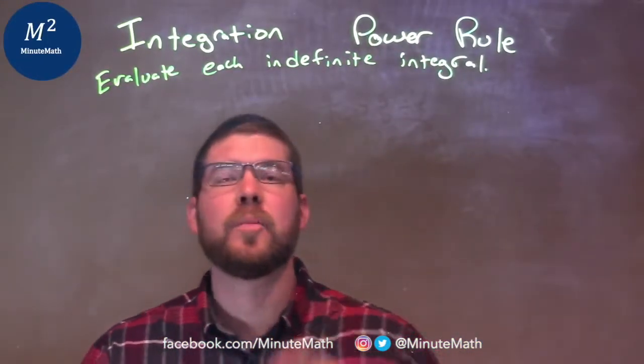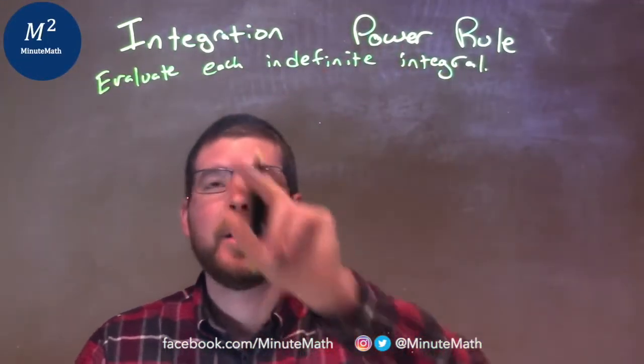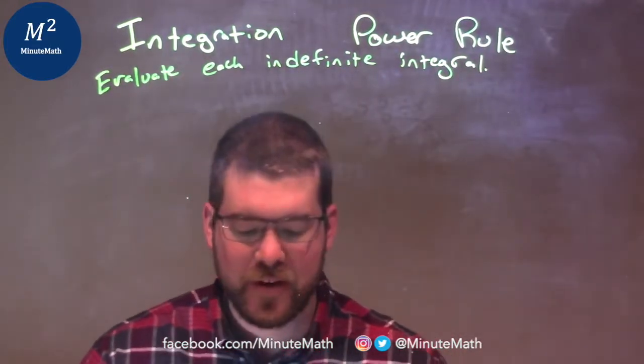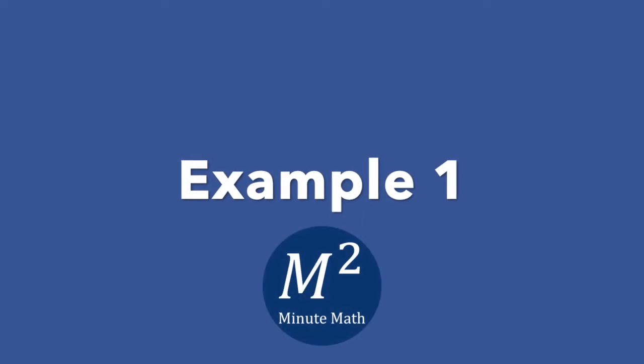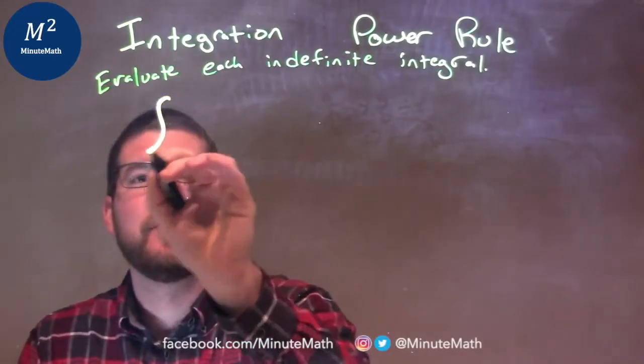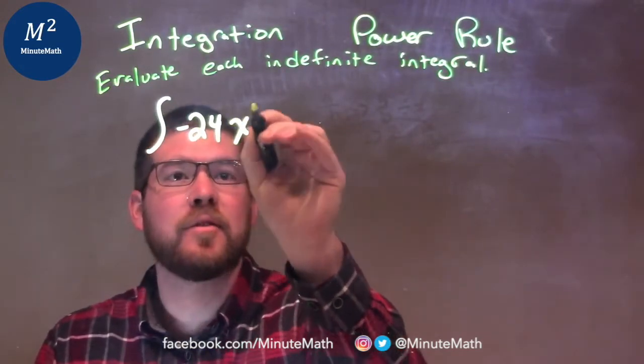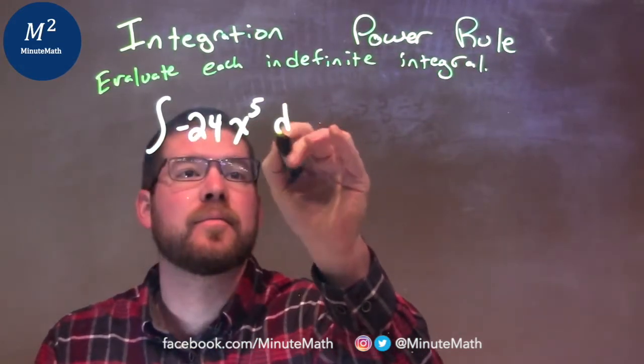And today we're going to learn about integration of the power rule. We're going to evaluate each indefinite integral. So, if I was given this integral, the integral of negative 24 x to the fifth dx.